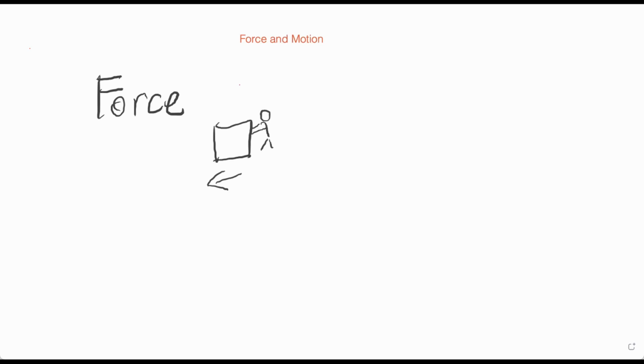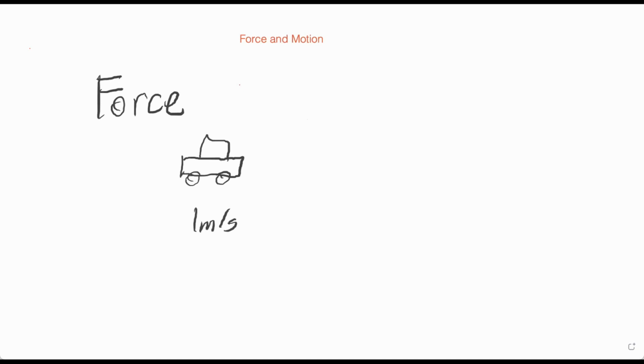If instead this person was pulling it, again, you experience a force. The box will experience a force and it will move in this direction. So you can see that the force can actually change the direction that an object is going to go. Or if it were a car, a car would be on wheels and it was perhaps moving at 1 meter per second.